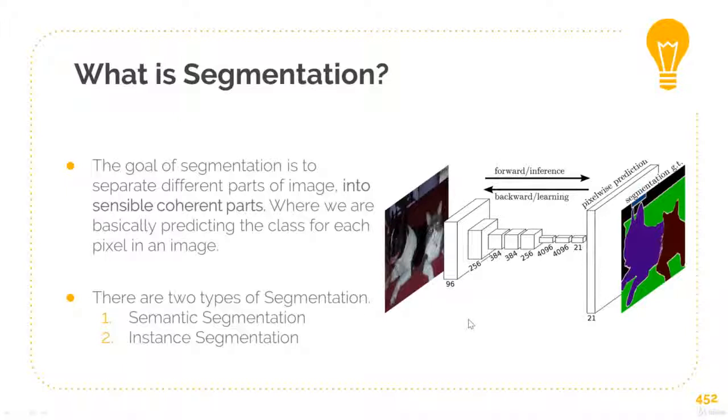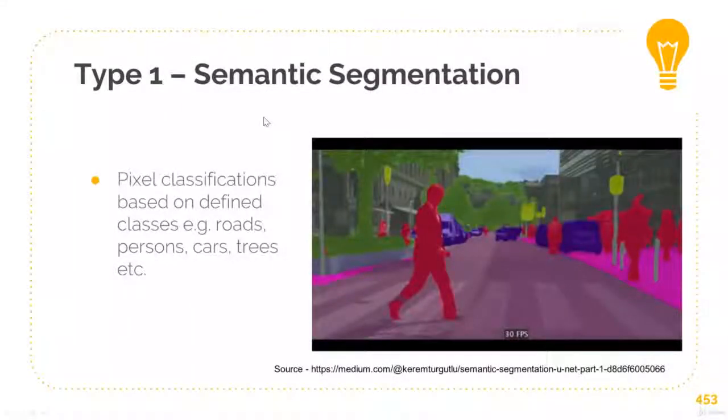Before I explain that, let's talk about the 2 types of segmentation. The first type is called semantic segmentation. Basically, this is pixel level predictions based on defined classes, for example roads, persons, cars, and trees. It's simple enough to understand, not simple to do, but we can pretty much see how it's done here. You can imagine this has a lot of application in self-driving cars, because you need to know what is a road, what is a building, what are lamp poles, people, those sorts of things. So it's going to be quite useful for that application.